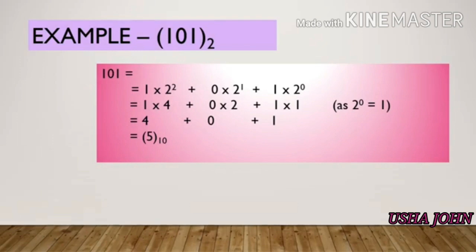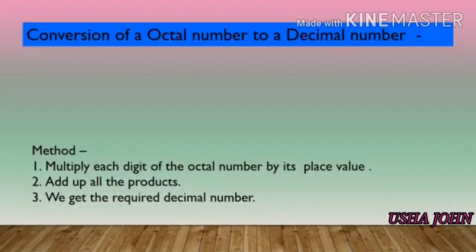Anything power 0 is 1, so 2 power 0 equals 1. 0 multiplied with 2 power 1 is 0. 1 multiplied with 2 power 2 is 4. Answer is 5. Now conversion of octal number to decimal number.